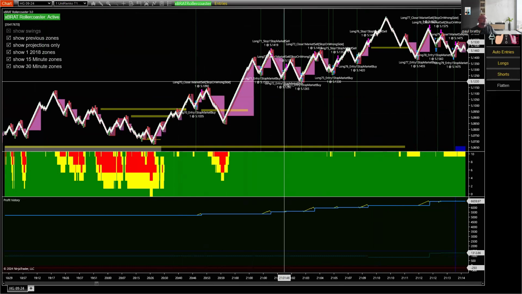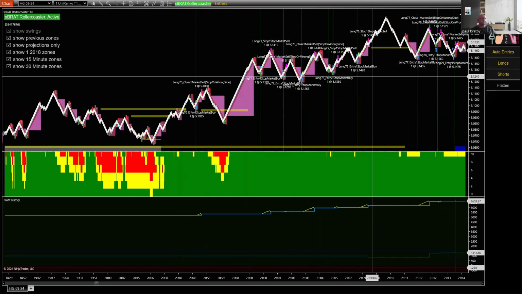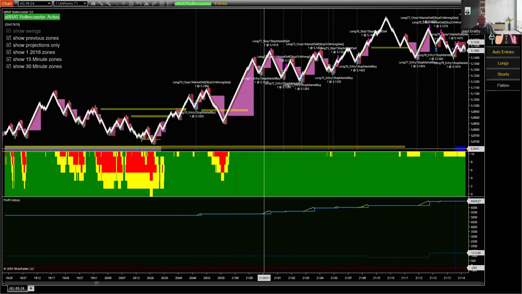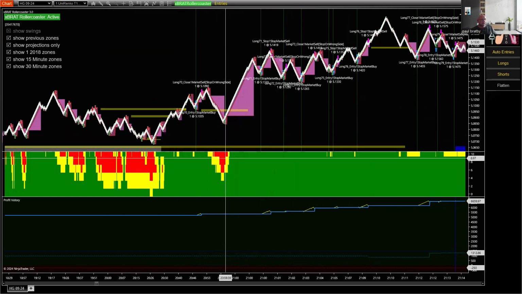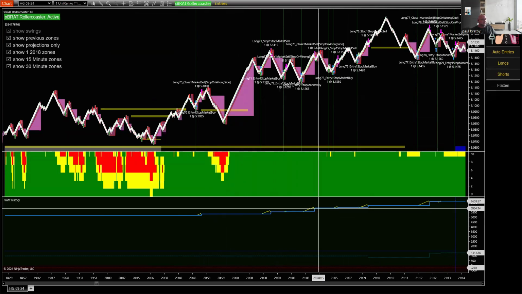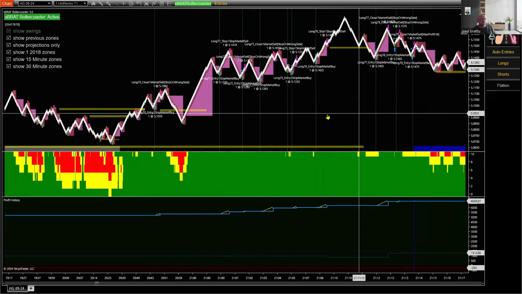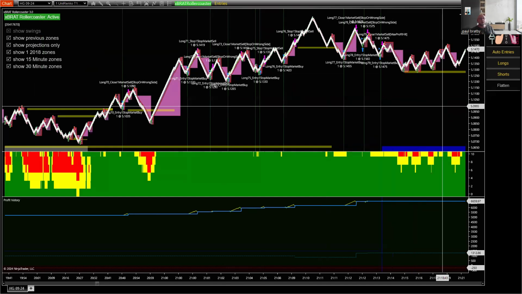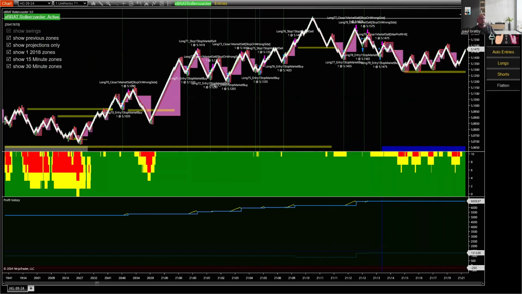Okay, this is that roller coaster motion that we're looking for, and only the longs will get taken because the bias depth heat map is green. But we can see winner, winner, winner, winner, winner, winner. And eventually you've got to say enough is enough. And that's when you set those parameters. So hopefully, Rob, that helps with that.